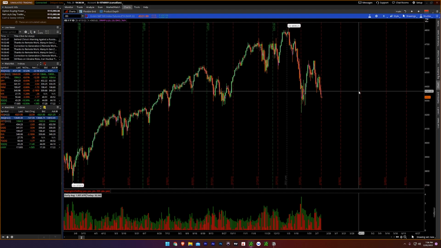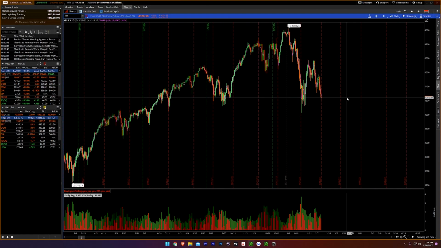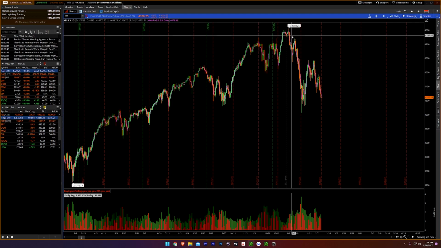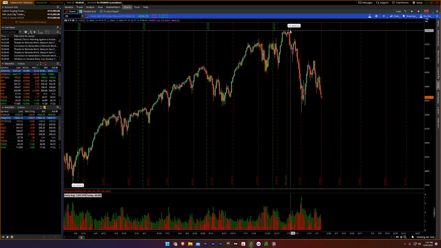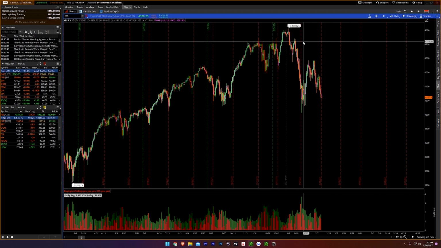Right now, we're just looking at candles. Where am I exactly going to draw my zones? What criteria do I look for? Personally, I look for an impulse move in either direction. So, starting off, we can clearly see that at the very top of the S&P futures, there was a massive impulse move to the downside. So let's start drawing our zone from here.